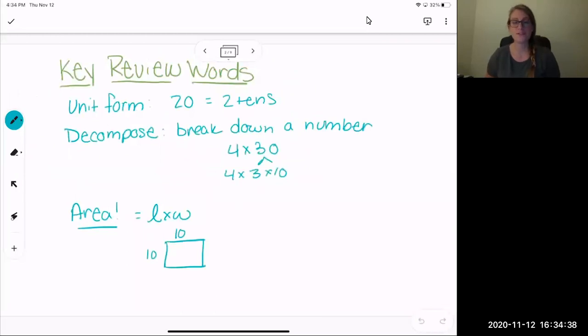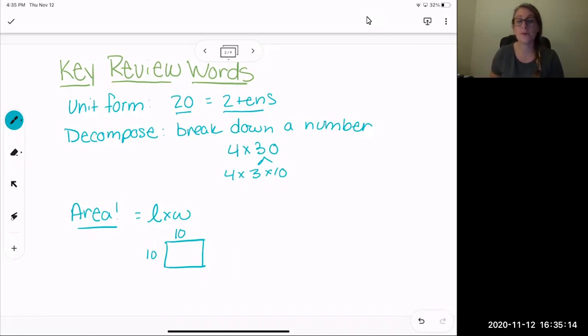Before we start, we want to review some key words. In the lesson yesterday, we reviewed the word unit form and recalled what unit form was. That would be when we use our place value unit to express what place the digit is in. If we had 20, then that would be represented as two tens. So two tens would be the unit form when we're writing out the actual place value.